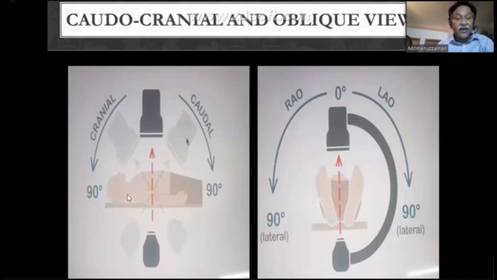So this is a schematic diagram. This is the cranial, the head of the patient. Towards the head is cranial, towards the leg is caudal. This is the right side, this is the left side. This oblique view towards the right side can go up to 90 degrees and become right lateral. And if you take it on the left side, it is the left lateral. In between may be 30, 40, 50, whatever it is.